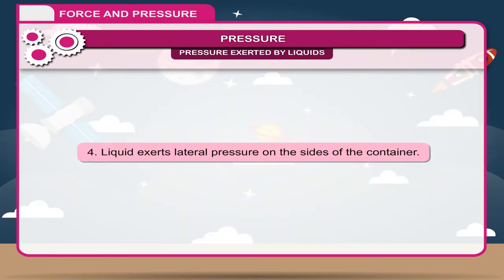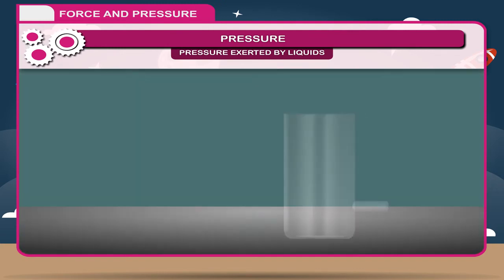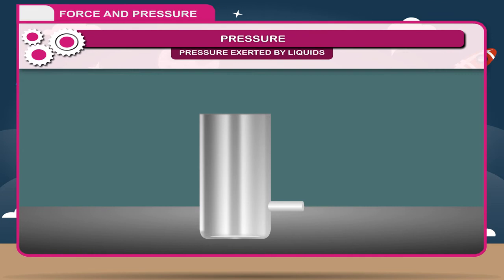4. Liquid exerts lateral pressure on the sides of the container. Activity. Take a metallic tube with a small opening near the base. Tie a rubber balloon to the side opening and put some water in the tube. You will observe that the balloon starts inflating as you go on increasing the amount of water.